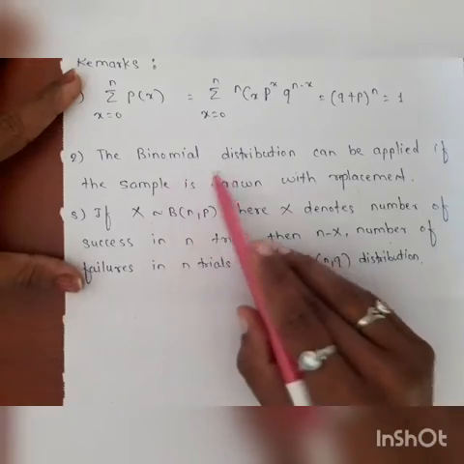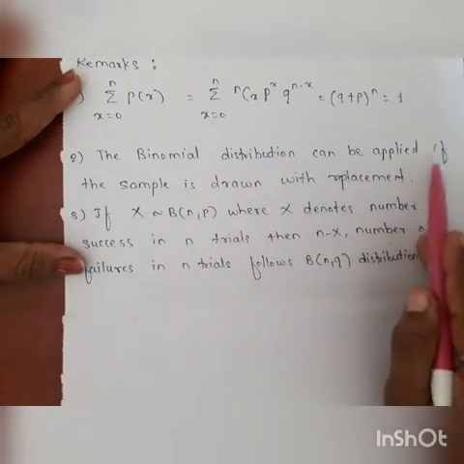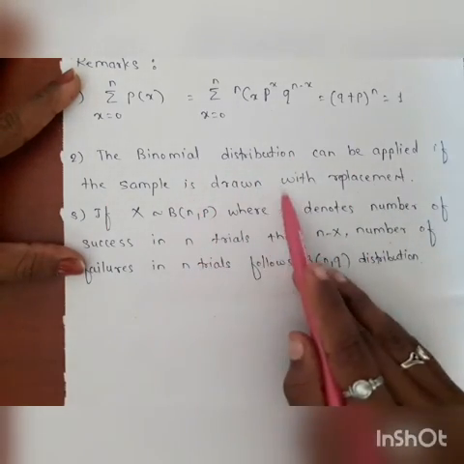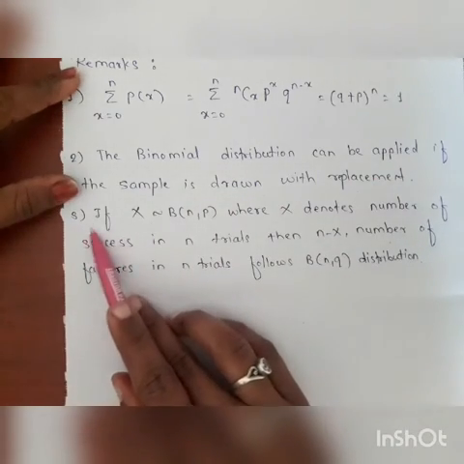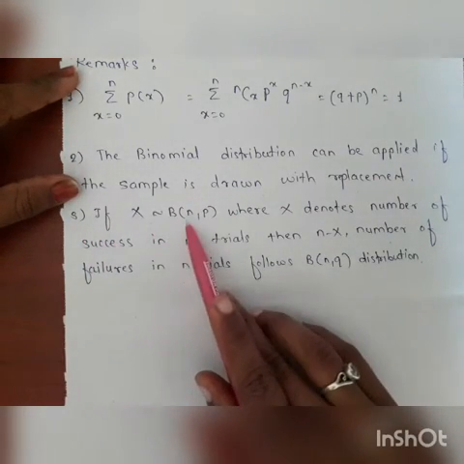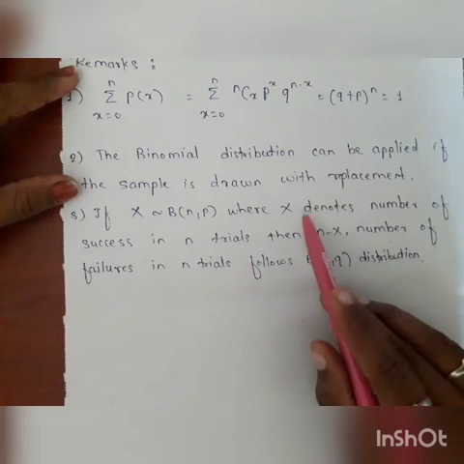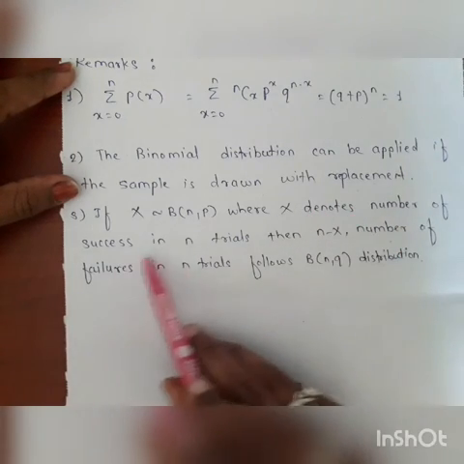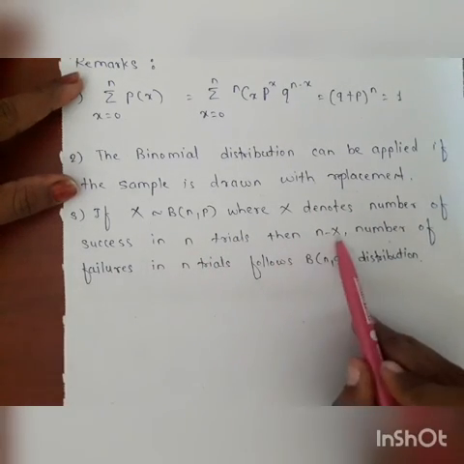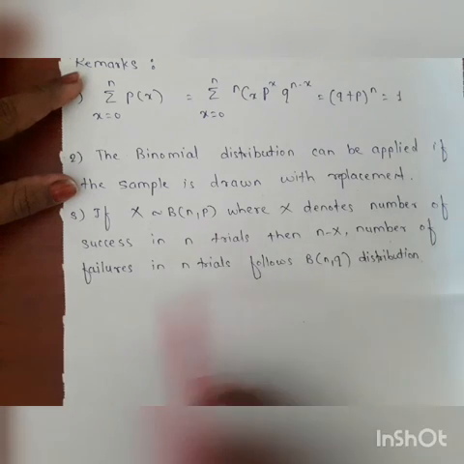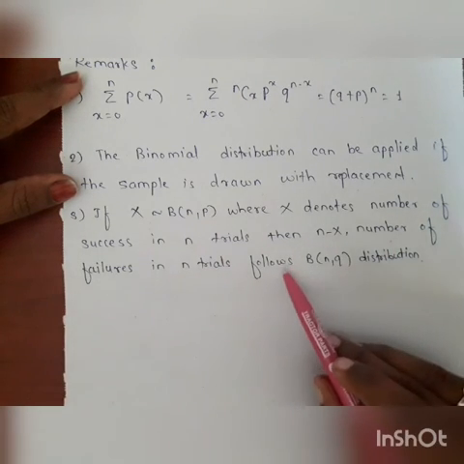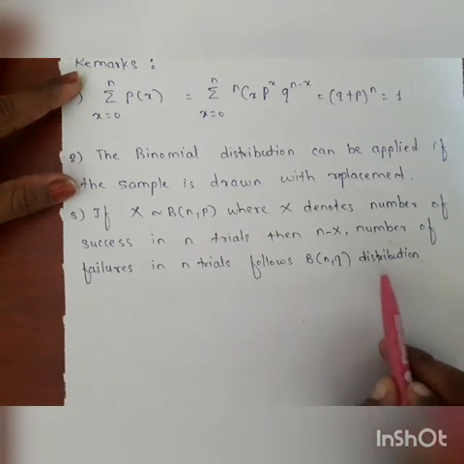Second, the binomial distribution can be applied if the sample is drawn with replacement. And third, if X follows B of n, p, where X denotes the number of successes in n trials, then n minus X, the number of failures in n trials, follows the B of n, q distribution.